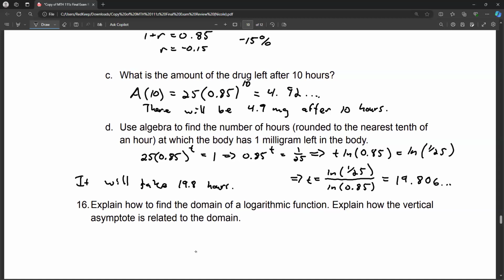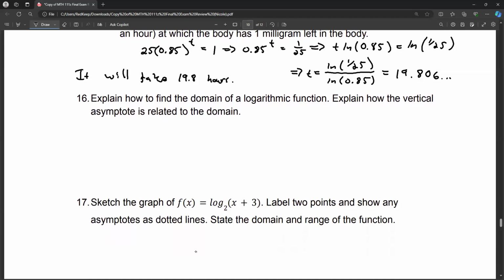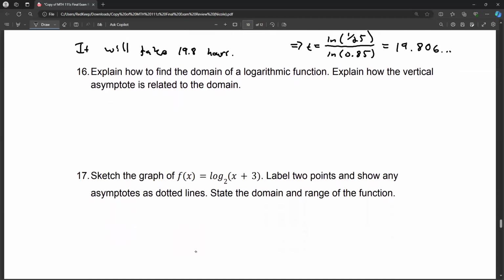Perfect. Okay, question 16, it asks to explain how to find the domain of a logarithmic function. Explain how the vertical asymptote is related to this domain. Okay, and so the way that I would think about this problem is I kind of think about the general form for a logarithm function. So maybe you have something written down or you've seen before that looks like this, right? And then vertical shift there.